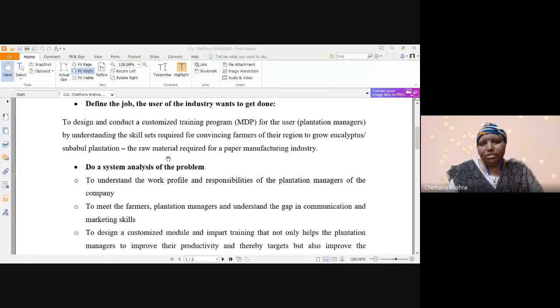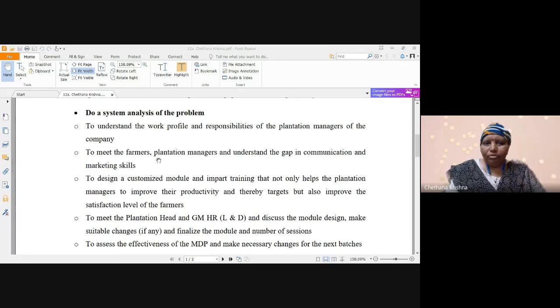So what we did was, me and another faculty from IBS, we went with officers from the paper company and visited the farmers in Telangana, 2 to 3 places. I can name the places. It was Warangal and Khammam, where we met farmers to understand why they are not growing the particular plants, that is eucalyptus and subabul, which are required as raw material for this paper industry. Then we found out there were some intrinsic and extrinsic problems.